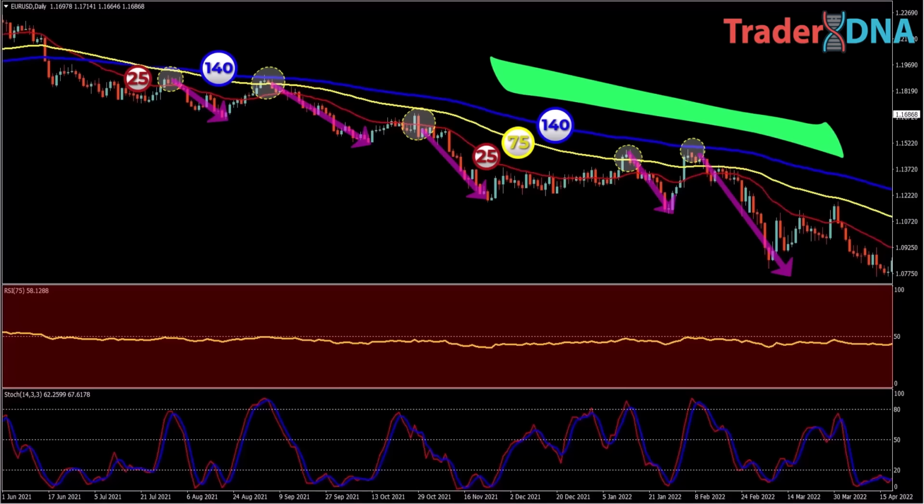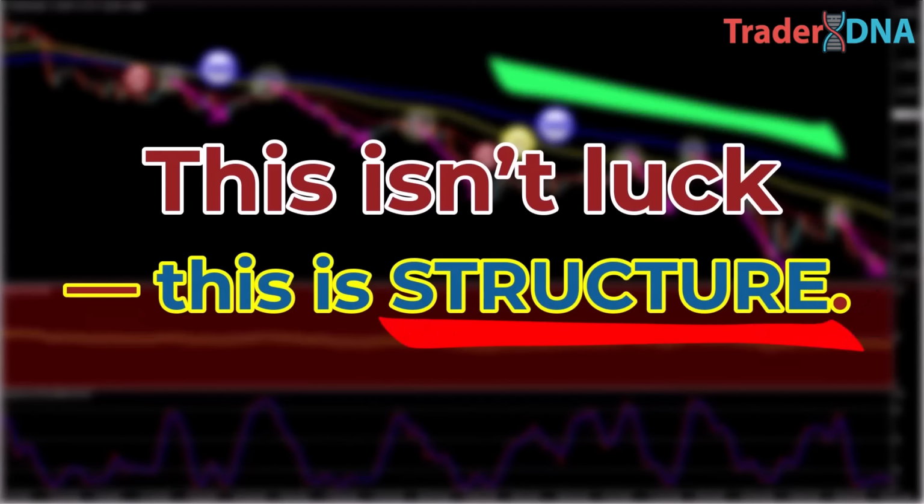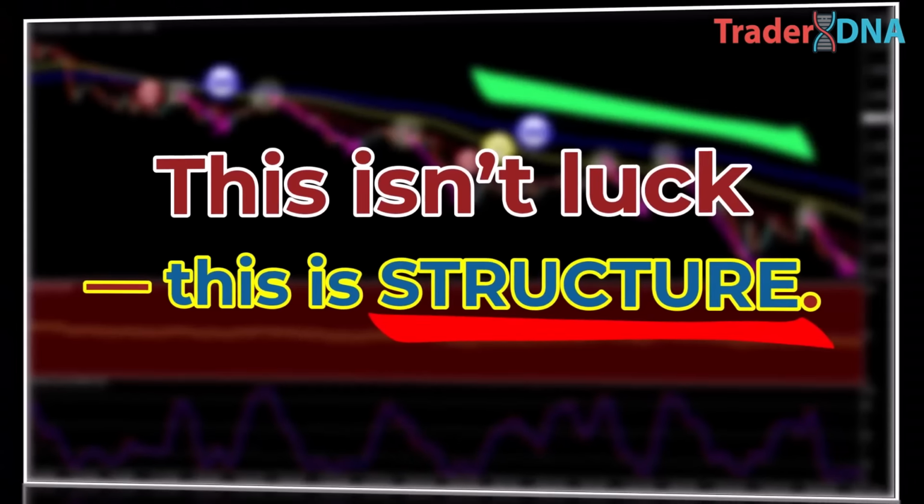Textbook. Final move, and then one more time, price pulls up, and once again it bounces exactly at one of the EMA lines and continues the bearish trend. This isn't luck, this is structure. This is the market telling you exactly where it plans to turn.